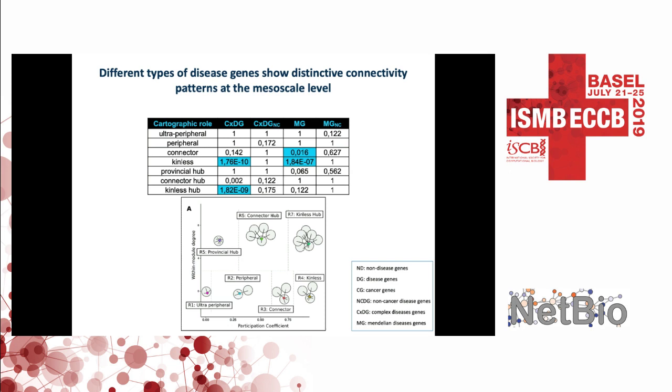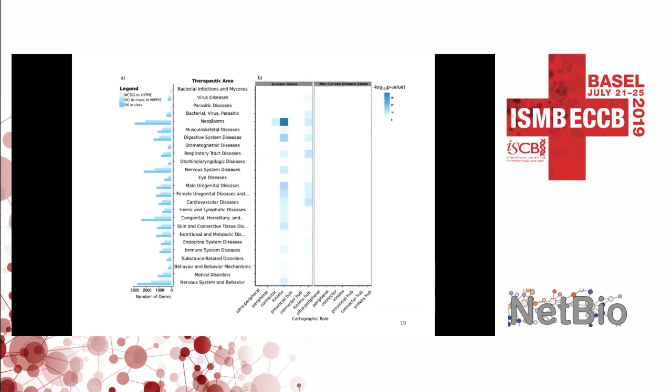We then moved on and tried to look at more specific definitions of disease, and in this case we used the MeSH classification. Here we see the upper level of disease classification, in which we have cardiovascular diseases, neoplasms, musculoskeletal, and so on. And you can see clearly that there is an enrichment for kinless and kinless hub for most of the genes that belong to the different disease classes. But when you remove the set of cancer genes from these sets, the signal disappears.